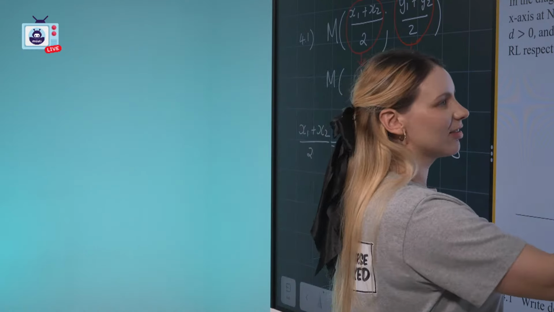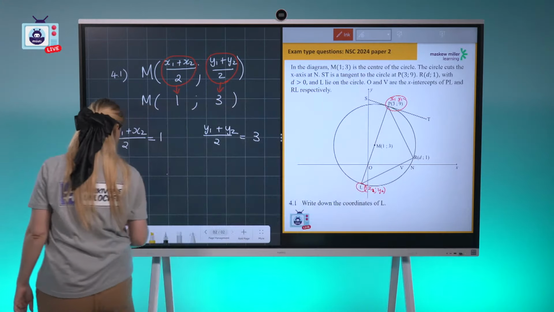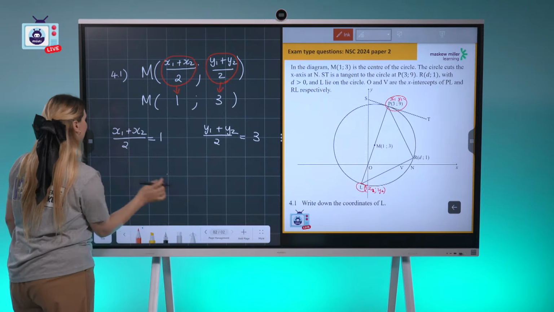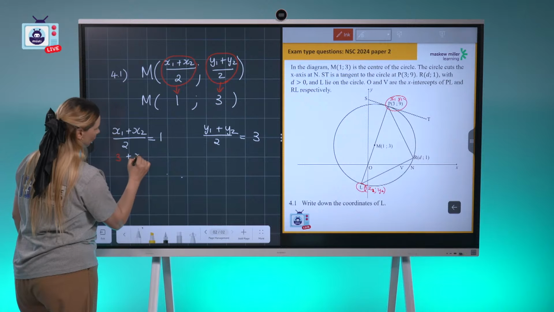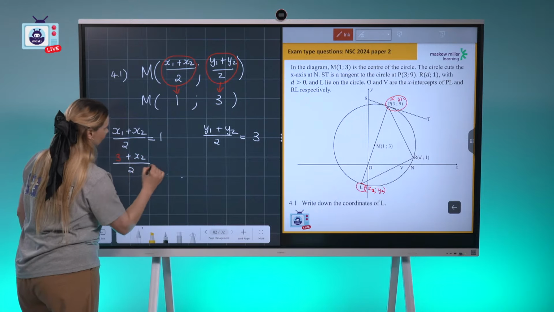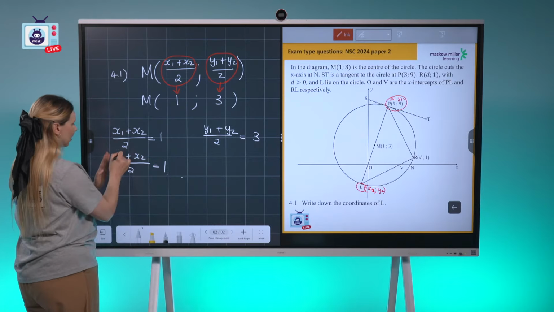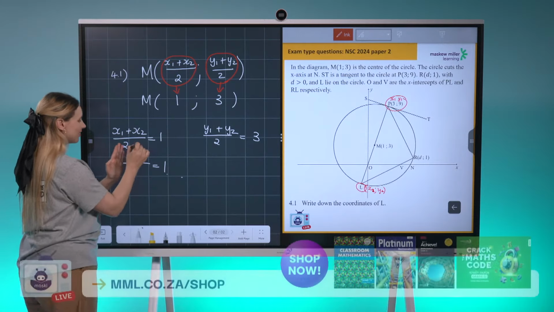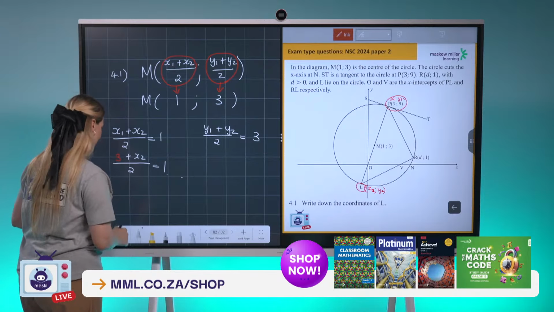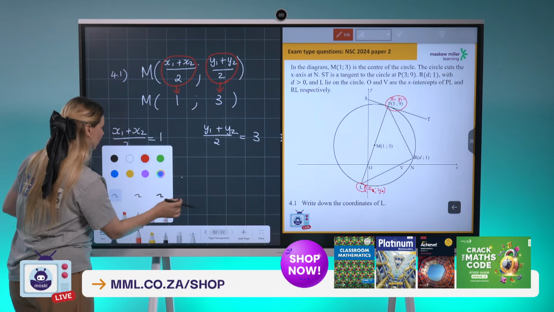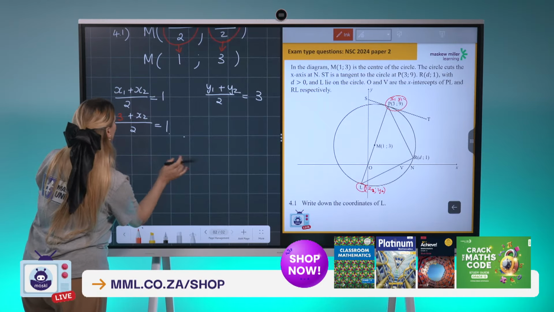So we know x1 is 3, so I'm going to sub it in there. I know that x1 is 3 and I don't know what x2 is. But we know that x1 is 3, so that means 3 plus the second x coordinate, divided by 2, must equal 1.